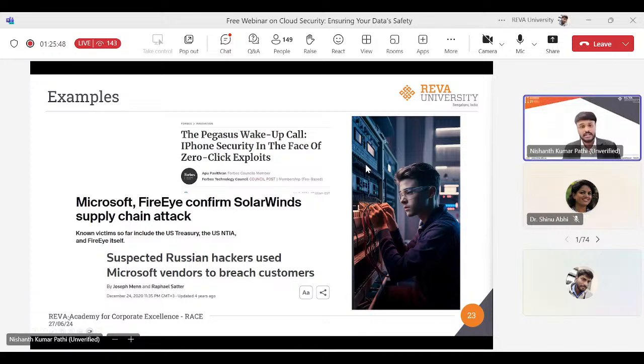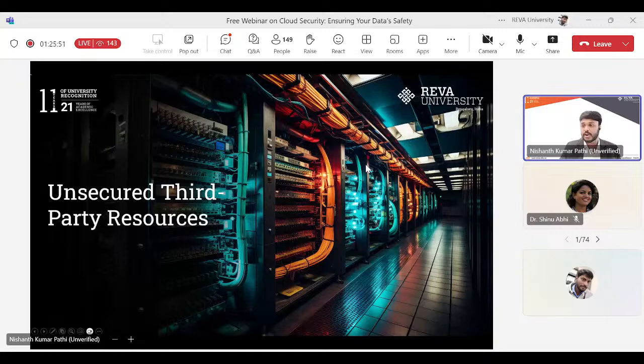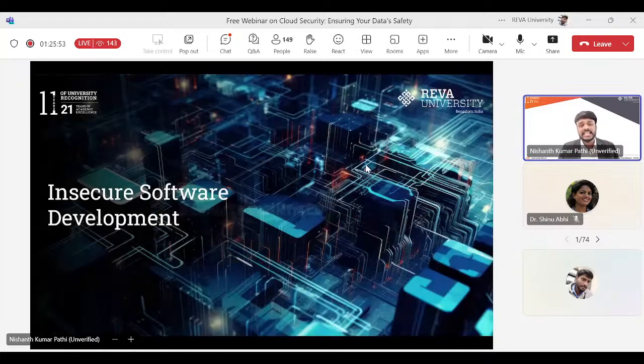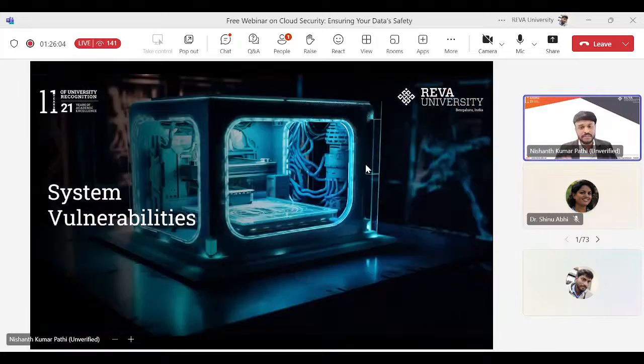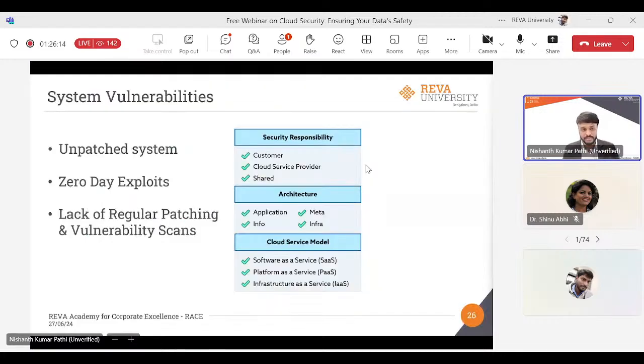Yeah, this kind of unsecured third-party resources or libraries and insecure software development practices can also cause cloud issues, and we need to put controls against all of them. Sometimes, if you take infrastructure as a service, a lot of systems are under your control. The operating system is under your control, and the database and application configuration management are under your control. Improper management of these operating systems, improper management of these databases, access control, and zero-day exploits can cause system vulnerabilities.